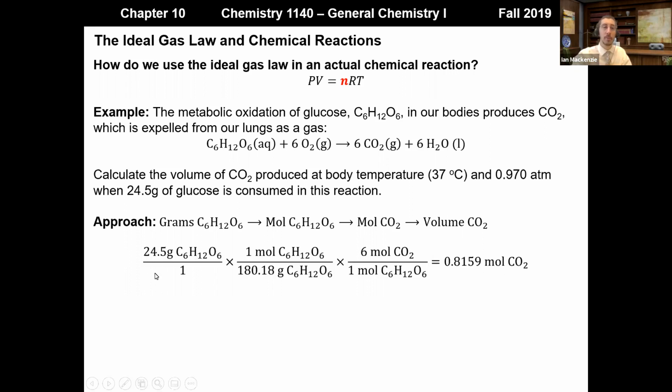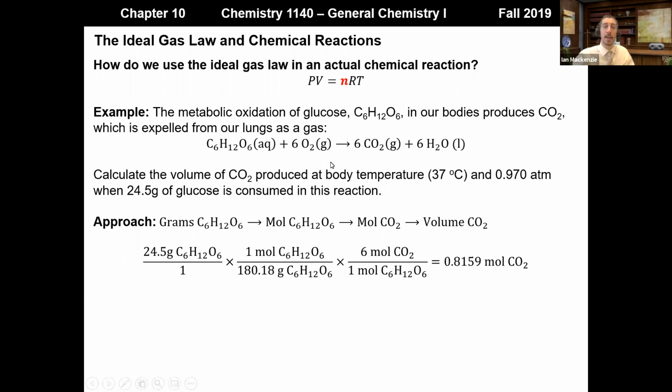So we take our 24.5 grams of glucose, we calculate the molar mass of glucose, and convert this to moles, normal stoichiometric calculations. Then we use the coefficients of the balanced chemical equation, so 6 moles of CO2 for every 1 mole of glucose, and we come out with a certain number of moles of CO2. We don't have to worry about significant figures at this point. We will correct for that at the end.